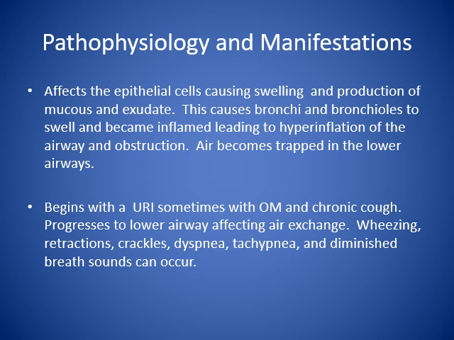So pathology and manifestations of bronchiolitis. So if you remember, we talked about before, kind of understanding the normal versus the abnormal. This will kind of make sense to you now. So bronchiolitis affects the epithelial cells, causing the swelling and production of mucus and exudate, which will fill the airways up. So you have a smaller airway that's now going to get filled of pus and yuck.